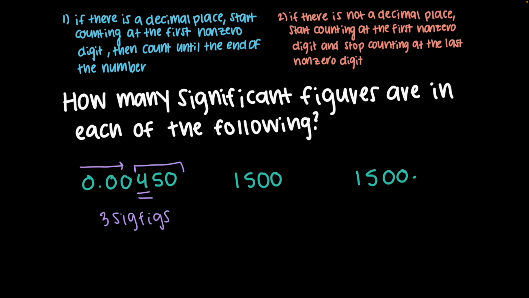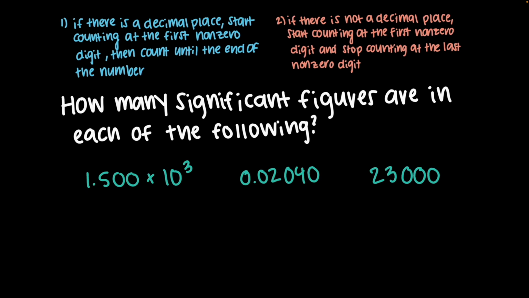For the next number, there is no decimal place, so starting from the left, I'm going to start counting at the first non-zero digit and stop counting at the last non-zero digit. This one will only have 2 sig figs. For the last value, there is a decimal place, so I'm going to start counting at the 1, the first non-zero digit, and keep counting until the end of the number. And this value will have 4 sig figs.